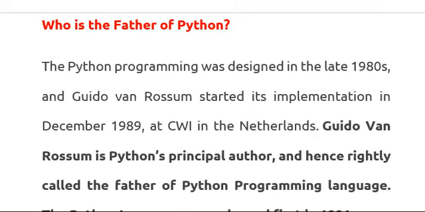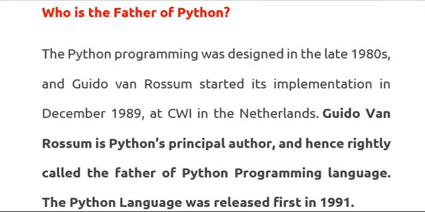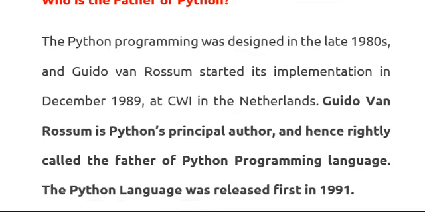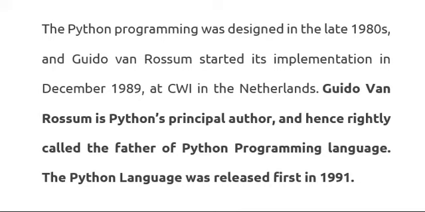Who is the father of Python? The Python programming language was designed in the late 1980s, and Guido van Rossum started its implementation in December 1989 at CWI in the Netherlands. Guido van Rossum is Python's principal author and hence rightly called the father of the Python programming language. The Python language was first released in 1991.